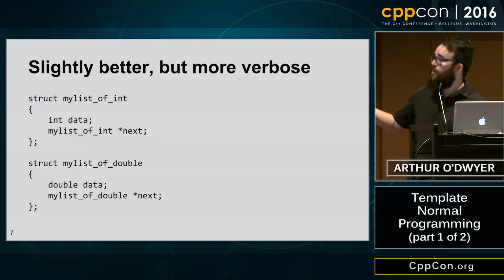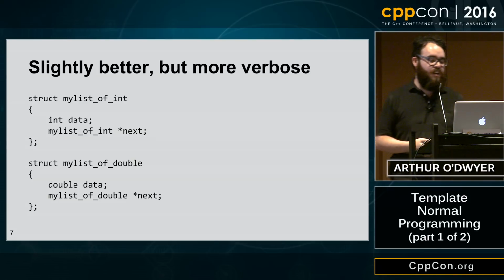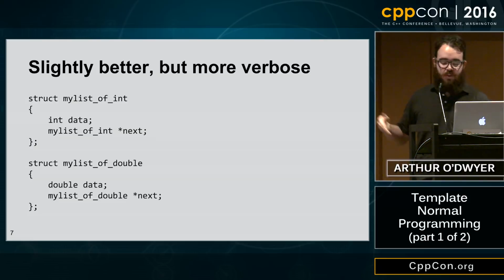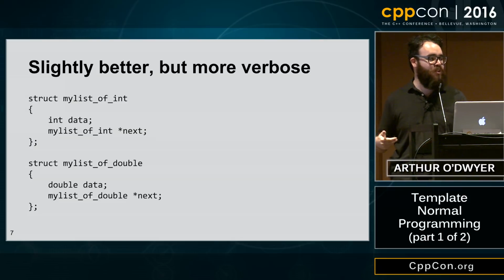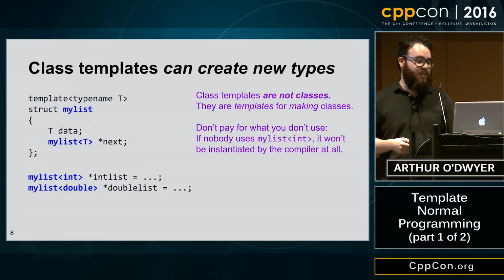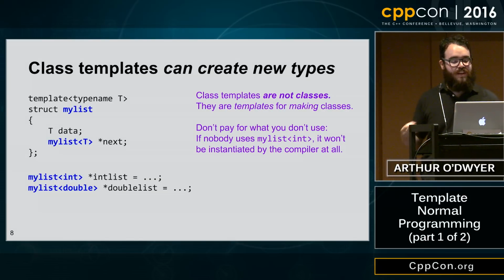Or you could have something like this, where maybe you generate this using some macros of some sort. We have mylist of int and mylist of double. Obviously, we'd like to have a mylist of T, and you probably do have a mylist of T macro if you're programming in C. And in C++, we formalize that by making class templates.